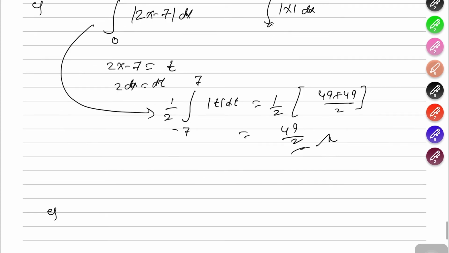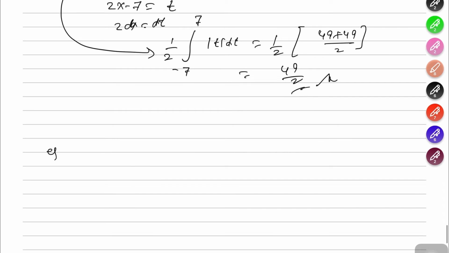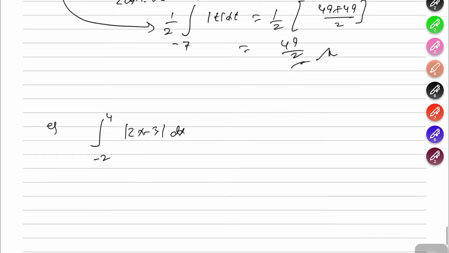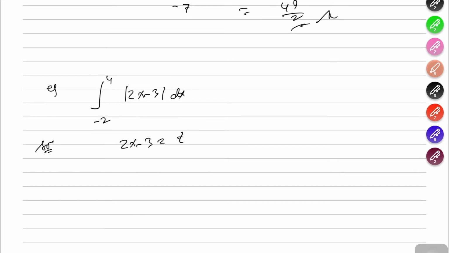Okay, let's take one more problem. So let's say the integral from minus 2 to 4 of mod of 2x minus 3 dx. Same logic. We say 2x minus 3 is equal to t. So if you want, we can make a formula for this.